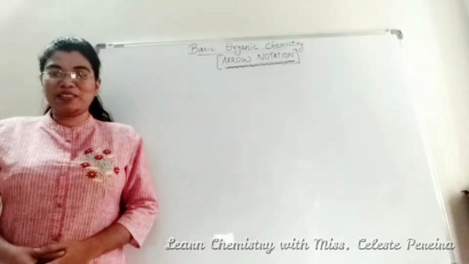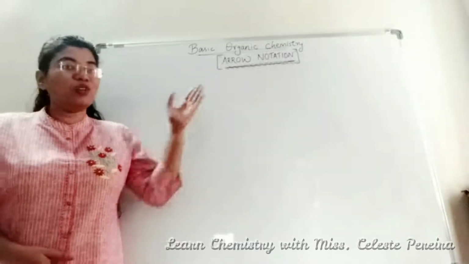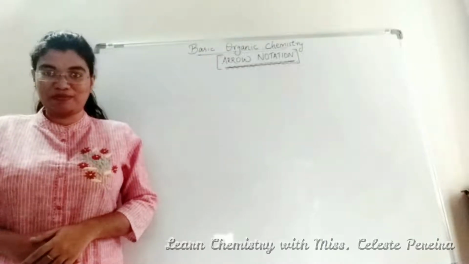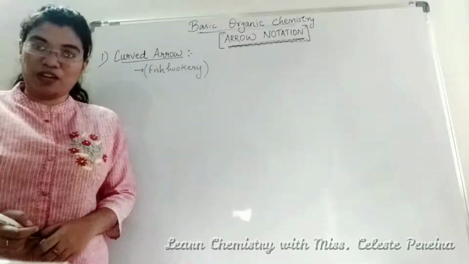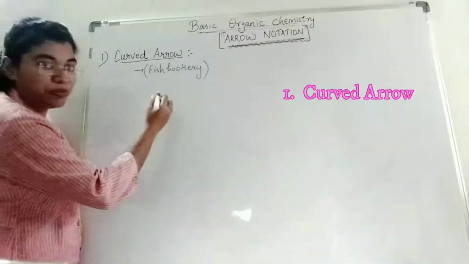I am Miss Celeste Pereira, the chemistry tutor, and today let's see the arrow notations which are used in basic organic chemistry. First is the curved arrow. It is also called as fish hook arrow. So let's see how it is represented.